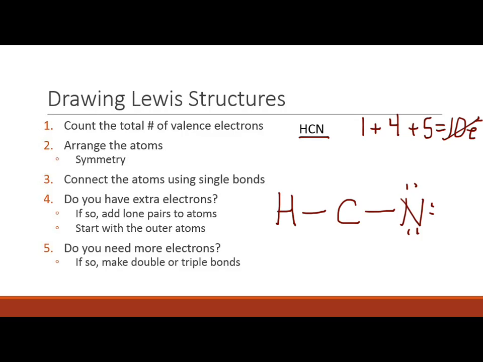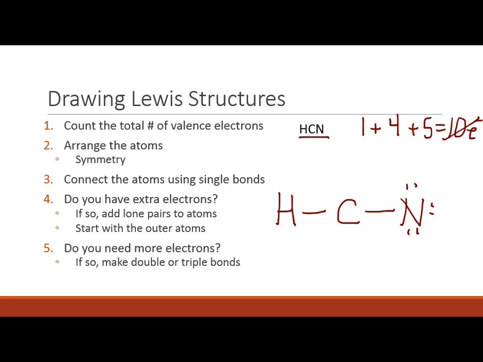The hydrogen has 2 electrons around it, so the hydrogen is perfectly happy, right? The nitrogen has 2, 4, 6, 8 electrons around it, so the nitrogen's perfectly happy. But if we check that carbon in the middle, it only has 4. So the carbon's not happy. It wants an octet. So what can we do?